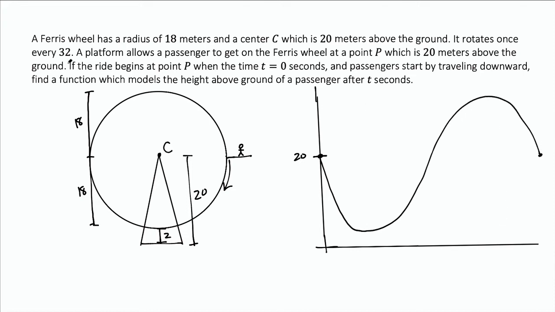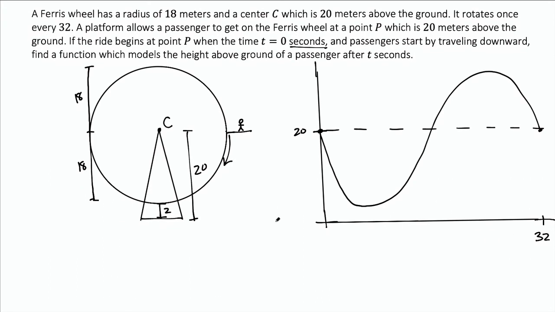And it says that the Ferris wheel rotates once every 32, it doesn't even say, but we're going to assume seconds here, 32 seconds. So over here is at 32. So this is what we're trying to model here. And we see that our midline equilibrium here is up at 20, and our period is 32.